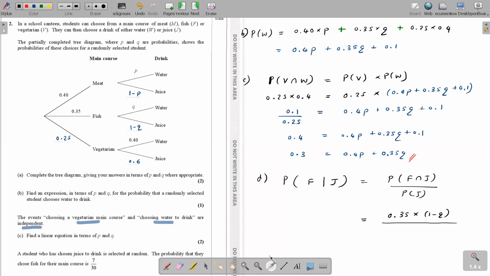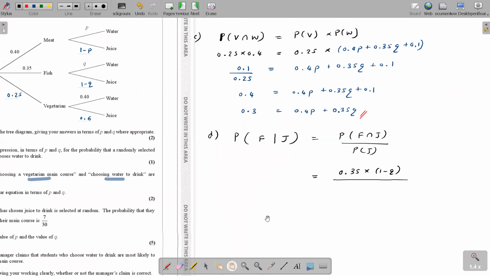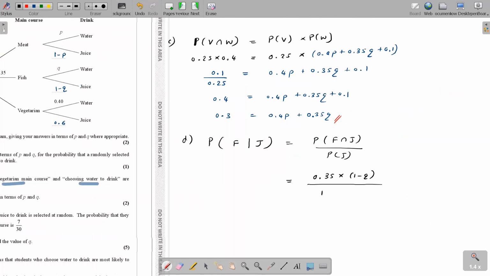Or the other way is, of course, you go along all the 3 parts and get it. Time consuming. Exactly. So the probability of juice is 1 minus the probability of water. Definitely. Okay, because juice and water are your 2 options.